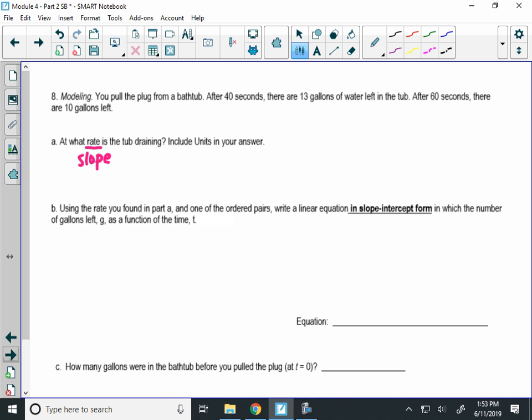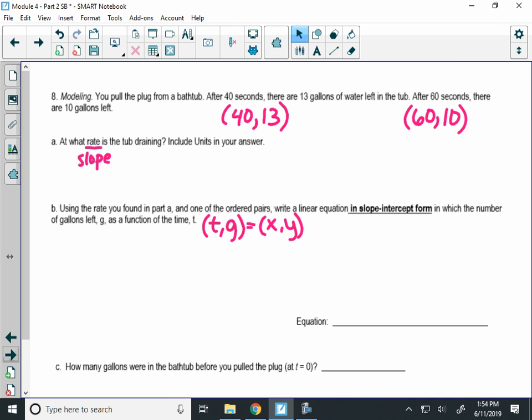And if you think about lines, the information given to you actually gives you some ordered pairs. If I look way down at the bottom, or I'm sorry, in B, it says you're going to have gallons as g as a function of time t. Basically what that means is you have ordered pairs that are going to be t comma g, just like x comma y. Okay? So if I know time is 40 seconds, that means the number of gallons associated with the tub at 40 seconds is 13. That's one ordered pair. The next ordered pair, well, after 60 seconds, the amount of gallons in the tub is 10. So I can use those points to find the slope.